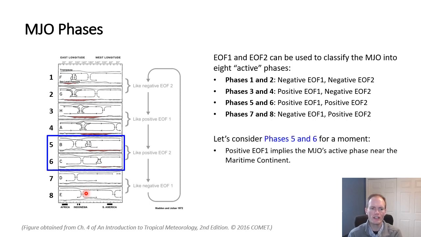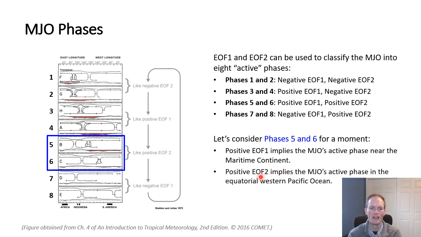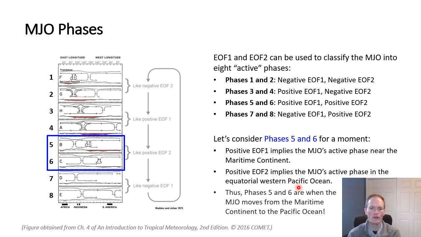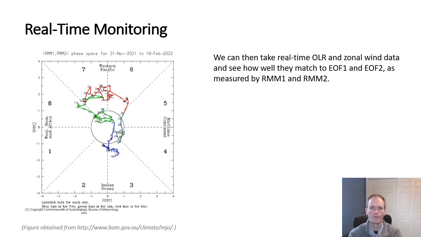And so just reiterating this for phases 5 and 6, positive EOF1, MJO active phase near the maritime continent, positive EOF2, active phase in the equatorial western Pacific Ocean. And so these two phases represent the active portion of the Madden-Julian Oscillation propagating from the maritime continent to the Pacific Ocean. We can use this information to create what are known as phase space diagrams, like the one that we see here at left.